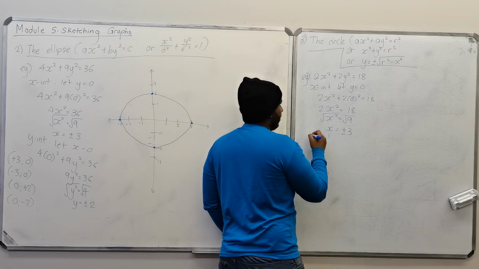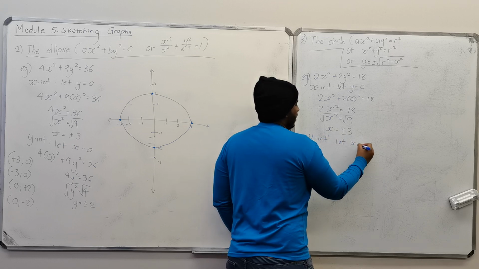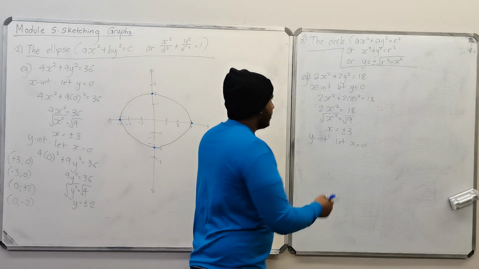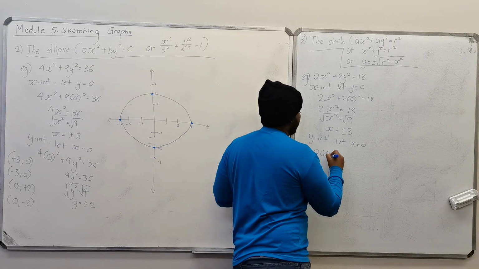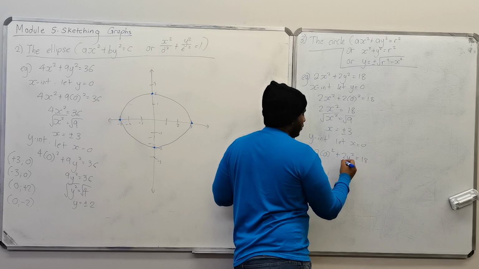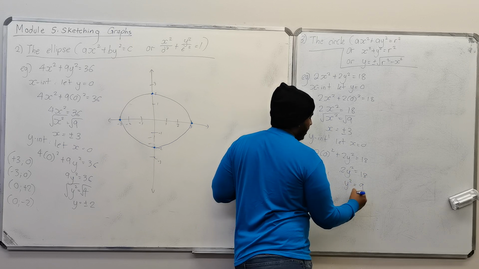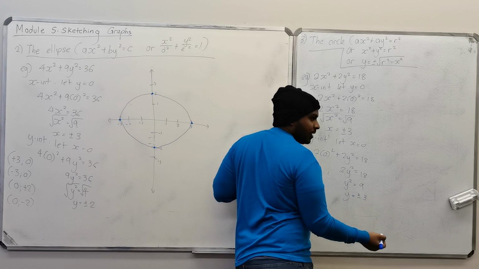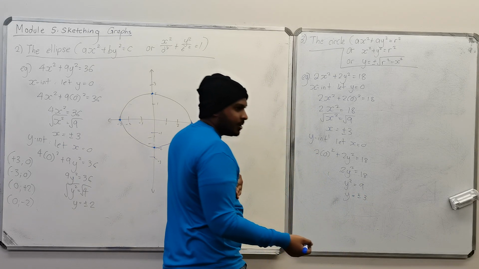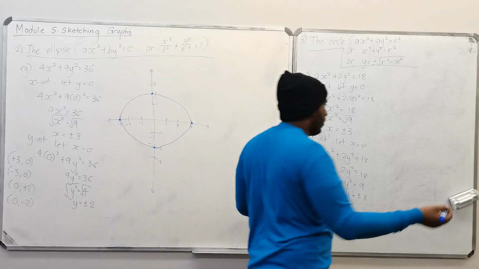Then you would have the y-intercept, you would let x equal to 0, right? Letting that equal to 0, you would say 2 times 0 squared plus 2y squared is equal to 18. So you would end up with 2y squared equal to 18, y squared is equal to 9, y is equal to plus minus 3. So you know your points, right? But you need to write down the points. You know what our points are for this graph.